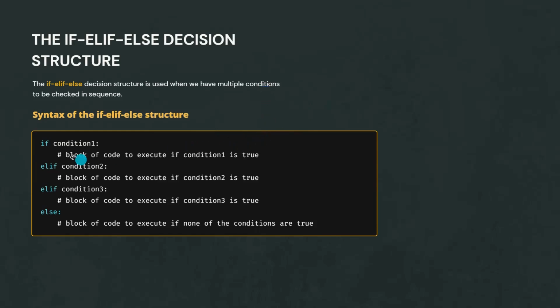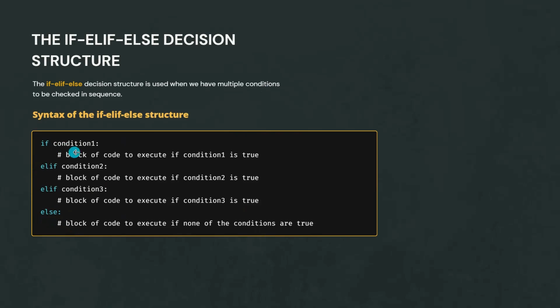For example, if this condition is true, then you can execute it. If this is false, then the interpreter goes here, and if it is true, then it will execute. If this is also false, so none of them is working out, then it will go to the else block and print whatever is present in the else block. So I'm going to explain it once again. Let's understand what's happening here.